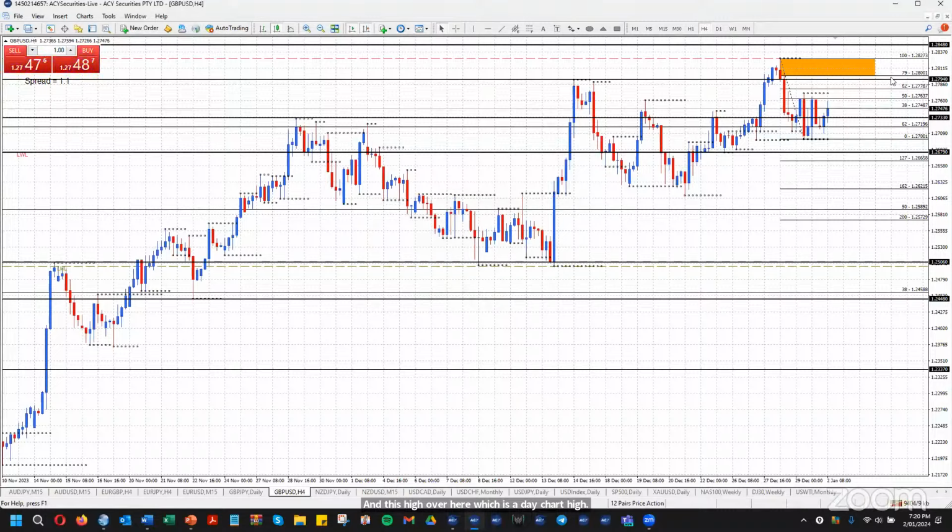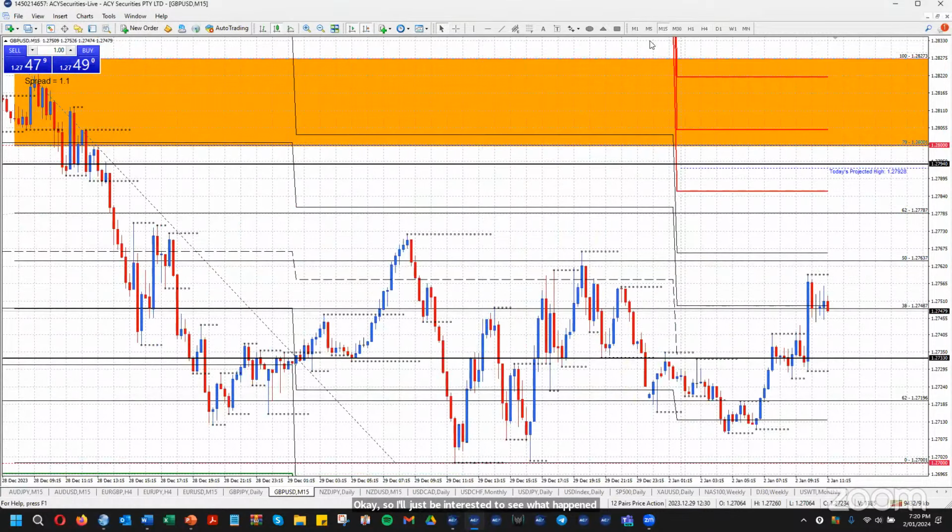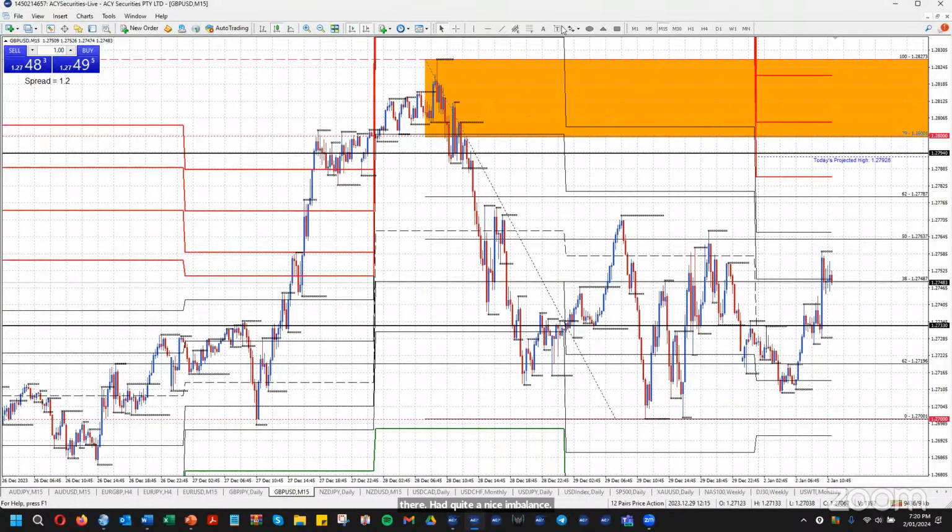So around about the 79% level is at 128.00. That's at 127.94. So it's clearly struggling at 128 at the moment. I'll just be interested to see what happens there. Had quite a nice imbalance. Drop to the 15-minute chart, squashing it in so we can see all the price action. There's an imbalance in here, which we haven't got up to yet.